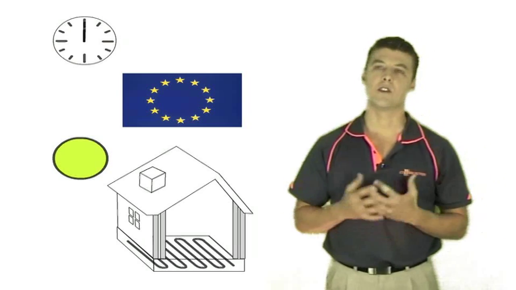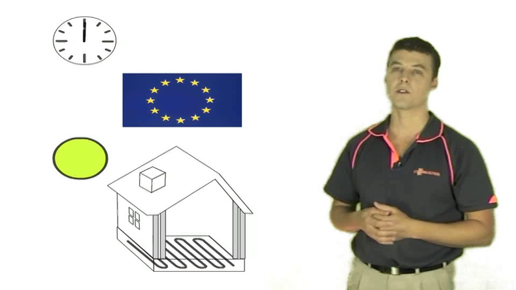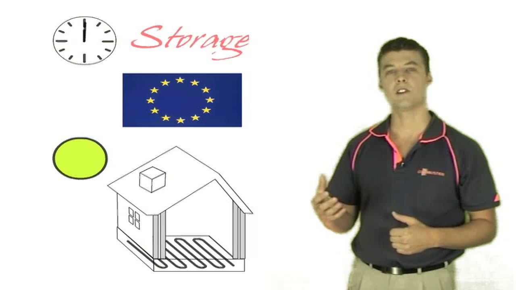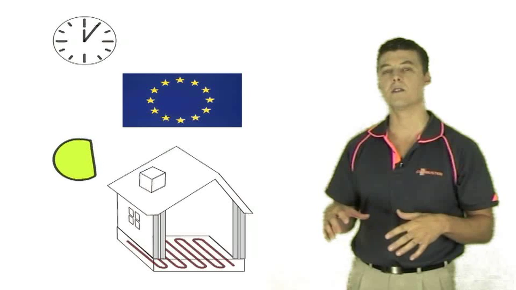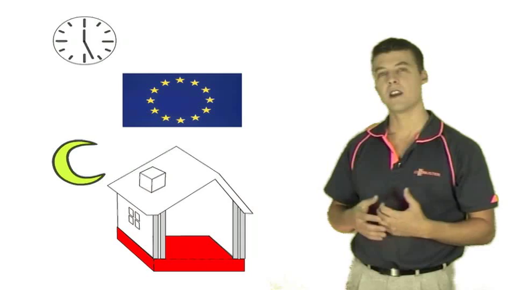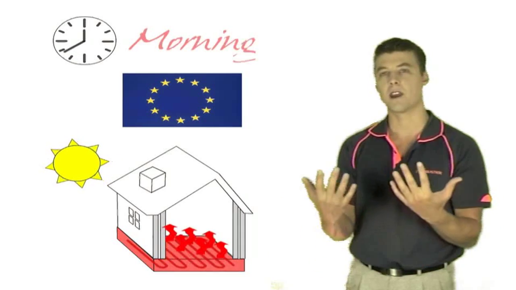In-slab floor heating is a European technology and was the first floor heating system introduced to Australia. It's a storage floor heating system in that heat is generated and stored in the slab overnight using cheaper off-peak electricity. In the morning, the heat stored in the slab rises up to heat the rooms.